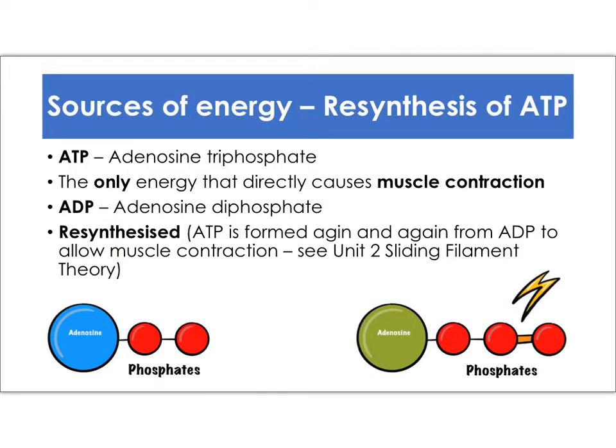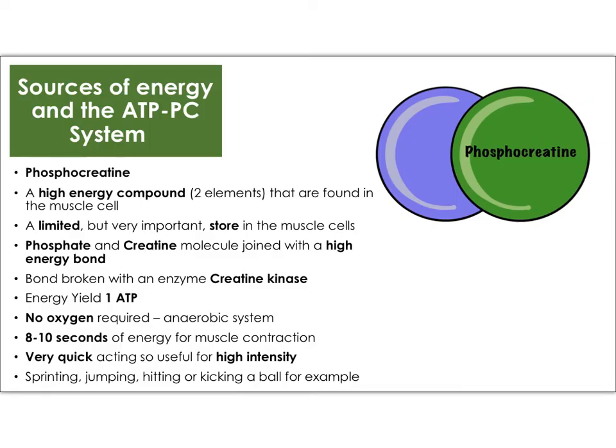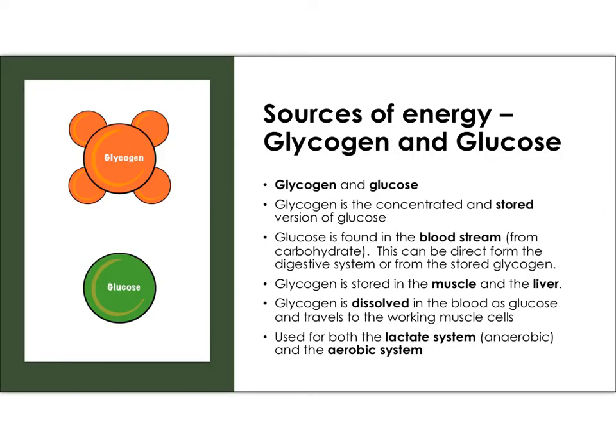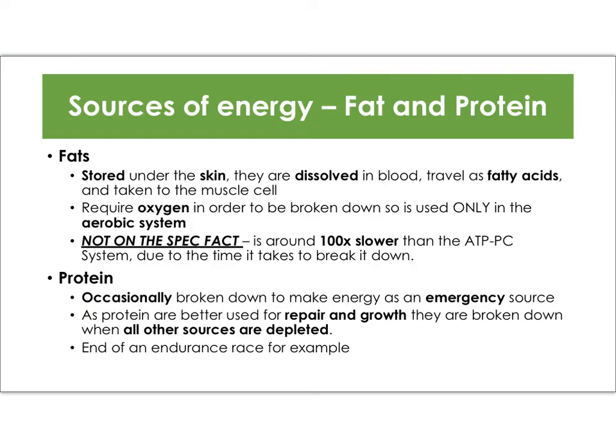So we looked at adenosine triphosphate being the only source of energy we can use for muscle contraction, and we looked at adenosine diphosphate and its resynthesis using phosphate ions to regenerate, to resynthesize ATP for muscle contraction. We looked at the phosphocreatine system as a high energy compound used for very fast, high intensity activity. And we looked at glycogen and glucose, and one was stored, one was in the bloodstream, slightly less concentrated.